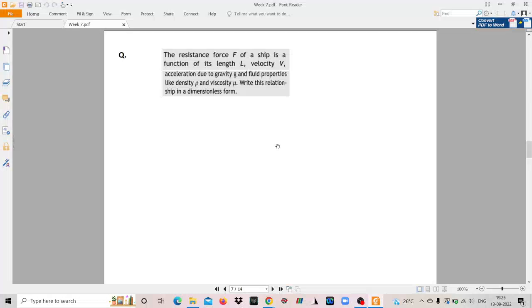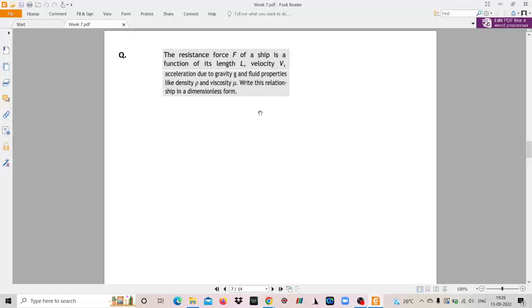There is a resistance force F of a ship, and it is a function of length L, velocity V, acceleration due to gravity G, and fluid properties like density rho and viscosity mu. You have to write this relationship in a dimensionless form. So, if you want to write this in dimensionless form, which method will you apply?